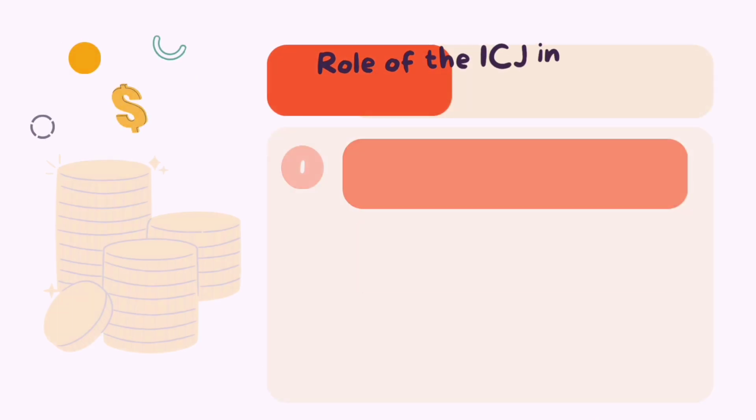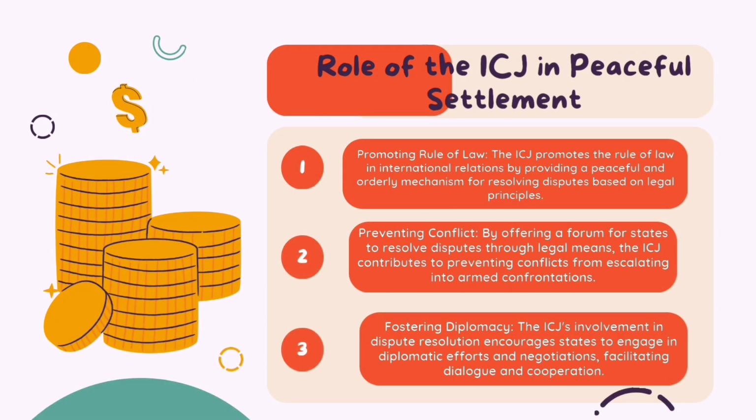Role of the ICJ in peaceful settlement. Promoting rule of law: the ICJ promotes the rule of law in international relations by providing a peaceful and orderly mechanism for resolving disputes based on legal principles, preventing conflict.